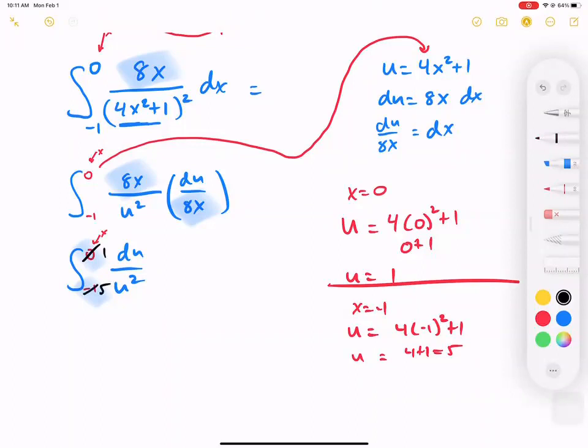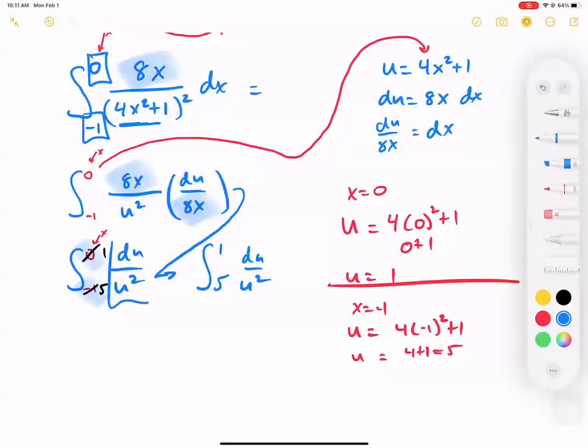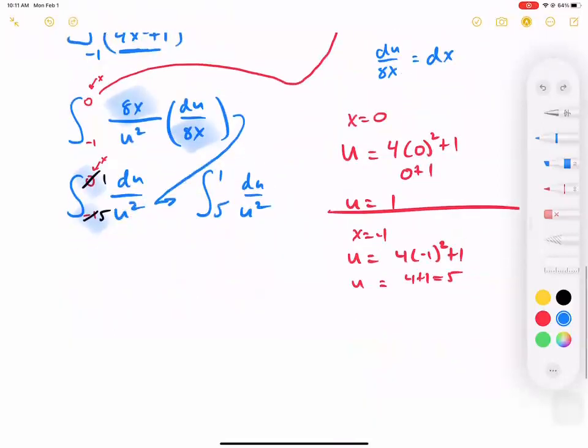The way you're supposed to do it officially is to write it this way. From here to here, we have the integral from 1 to 5 of du over u². This is officially what you're supposed to do, because we are not dealing with x's anymore. 0 and -1 were x values, right? We're speaking English here, but once you switch over to another universe, we have to switch our x values to also match that universe, that u-value problem. Now we can go ahead and take the integral.